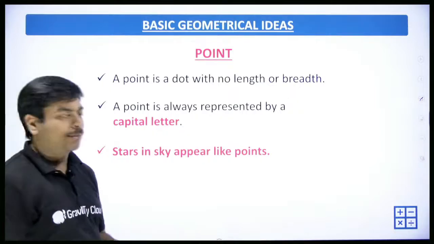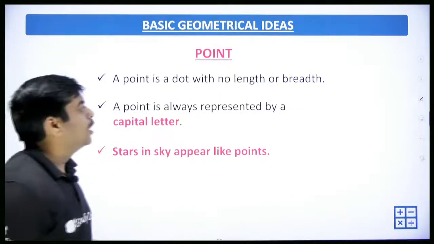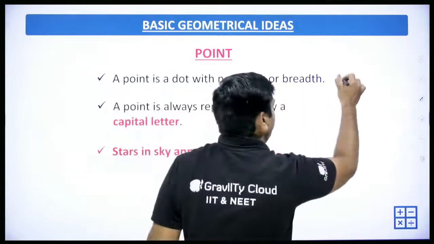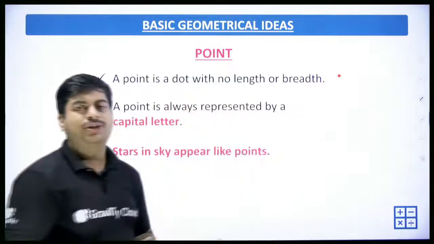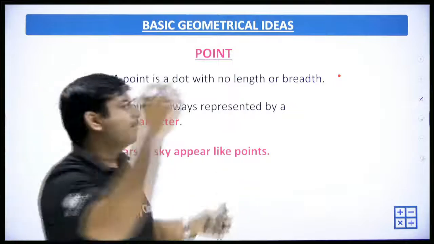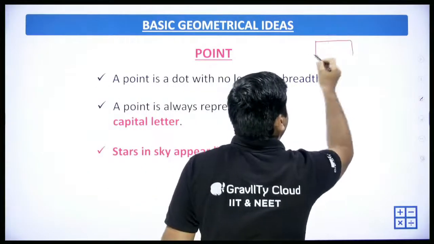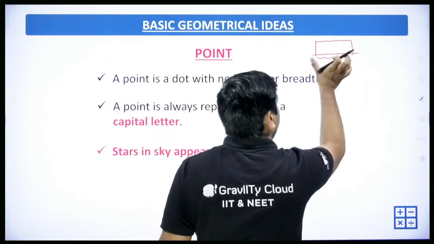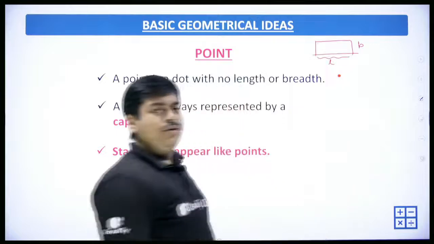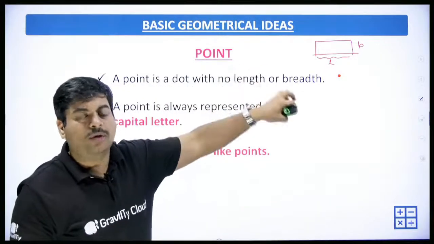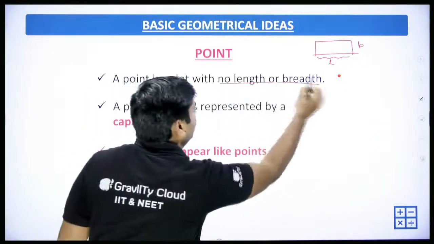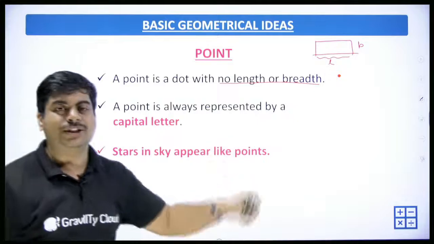And let's discuss more about a point. A point is a dot with no length or breadth. Point is just a dot. Do we have a length for that? Do we have a breadth? For example, if you take this type of shape, this is called length and this is called breadth. Do we have such length and breadth for a dot or a point? No. A point is a dot with no length or breadth. We cannot define the length and breadth of a point.